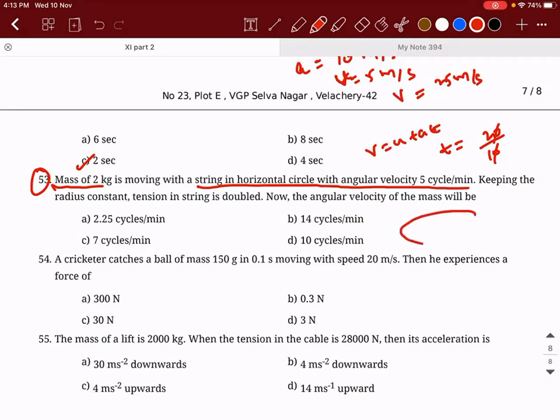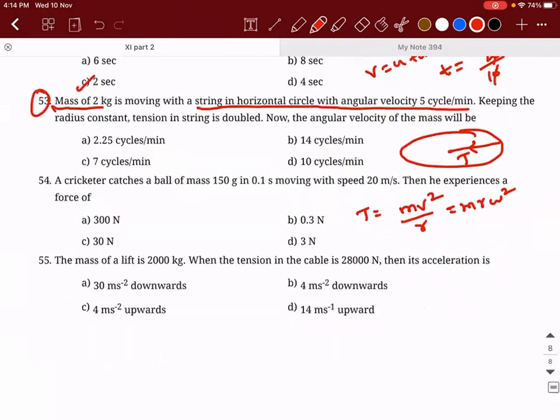When you talk about a horizontal circular motion, who is providing the necessary centripetal force? Is it not the tension? So T is equal to mv square divided by r, or I can write it as m r omega square. So T is equal to m r omega square. What is kept constant? M and R are kept constant. So tension is directly proportional to omega square. So T dash is directly proportional to omega dash square.